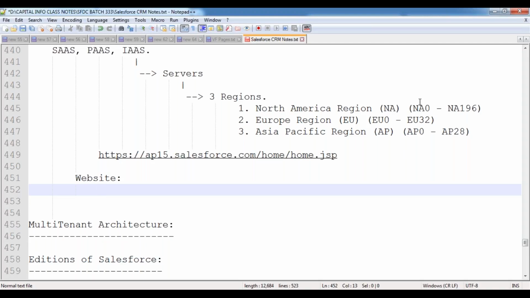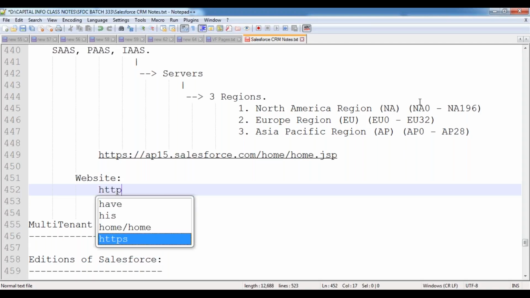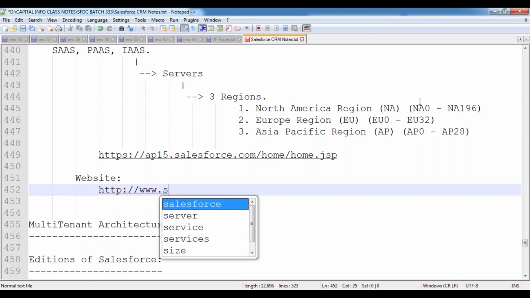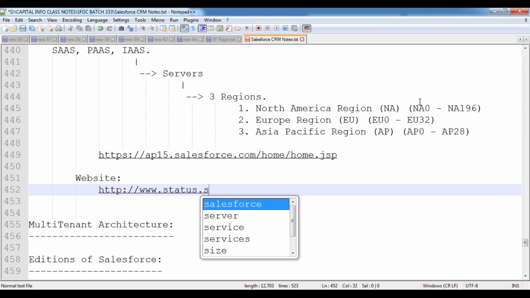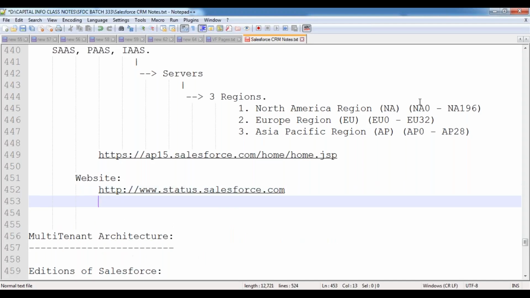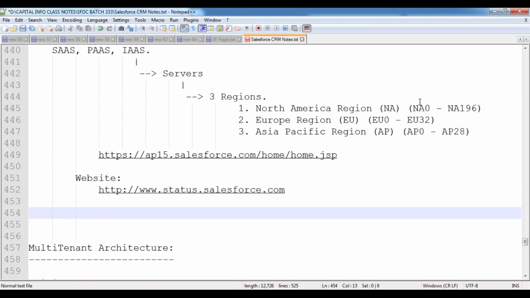Now, how can we verify that? What is that website? For that, we are using a website called http://status.salesforce.com. Through this website, we can verify what the various servers available in each and every region are, what the current status of the server is, and we can verify the historical status of the server, and we can verify the maintenance calendar also for the next 1 year.